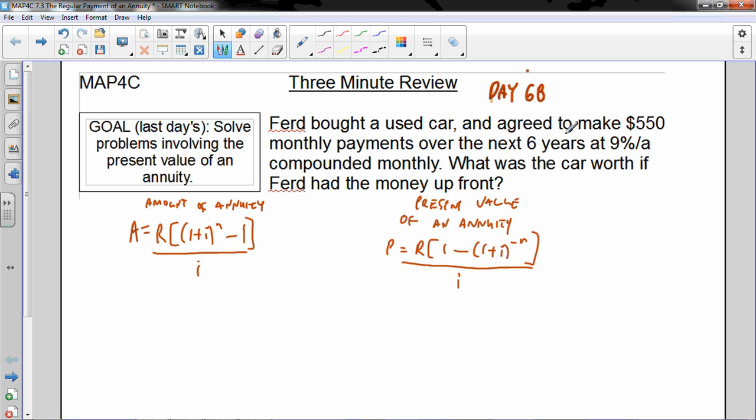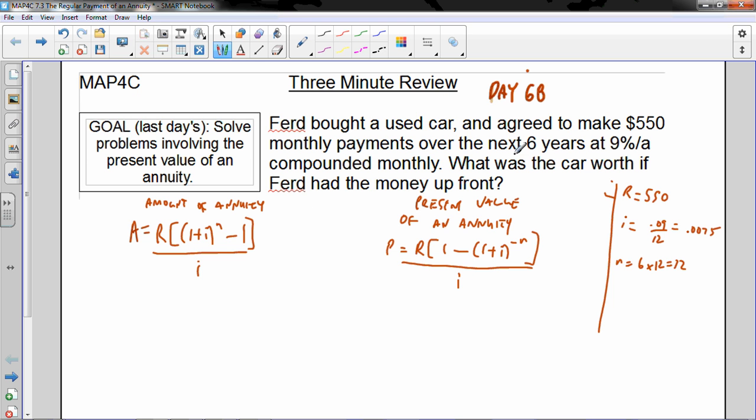So in this question, which one is it? I can see all the stuff here, all the stuff R and I and N. That's 550 for regular payment. I is 9% compounded monthly, which is 0.0075, not quite a percent. And N is 6 years, 12 times a year, 72 payments, right? The question is, which formula do we use?